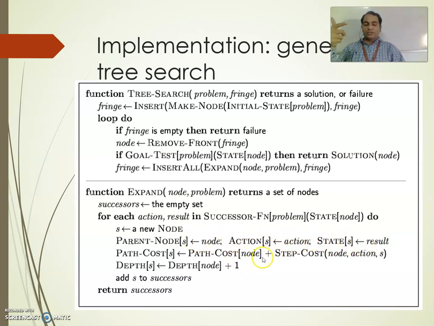Along with this, as we have discussed, the total path cost needs to be taken into consideration. The path cost of the node plus the step cost of reaching that particular node from the parent node becomes the total path cost until that particular step. As well as update the depth by 1, because we have increased the depth, another step has been added. Add S to the successors, return the successors. This is how the implementation of the general search tree happens.